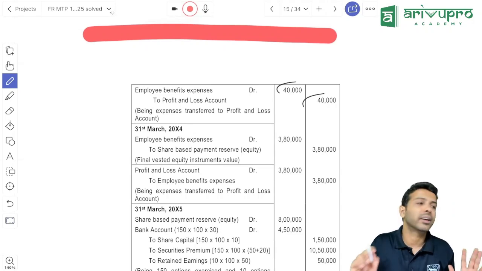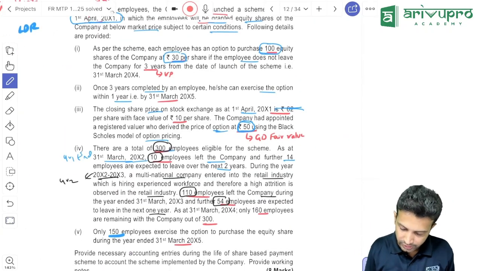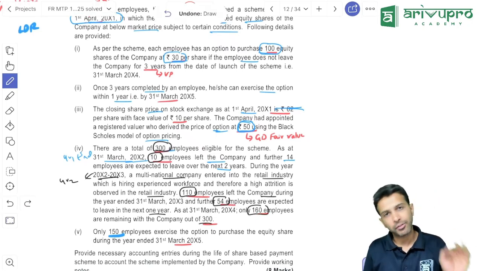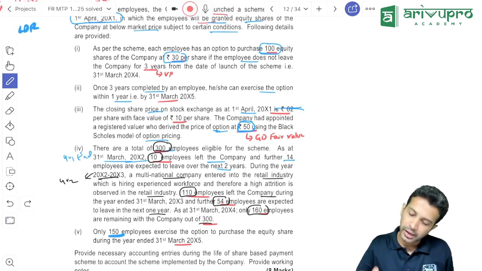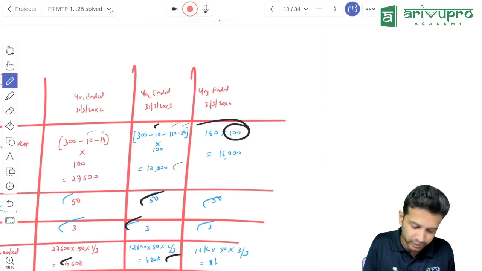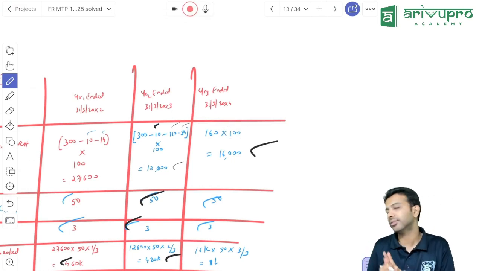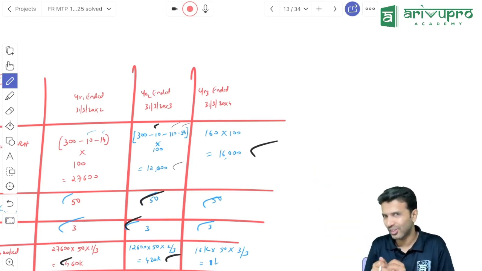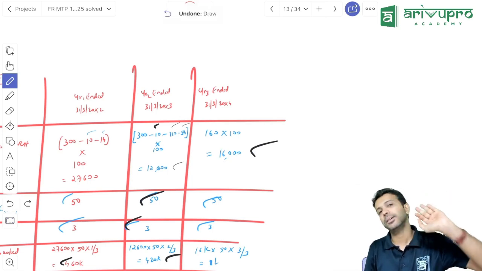This is the second year. Fine. Third year, what happened? In the third year, only 160 employees remained out of 300. They have given that finally at the end of the third year, only 160 employees are on our payroll. And each employee can buy how many shares? 100 shares. So totally 16,000 options are expected to vest by the end of the third year. Actually vested, we don't know, because one extra year is also there. So at the end of the third year, the company feels that 16,000 shares will get purchased.